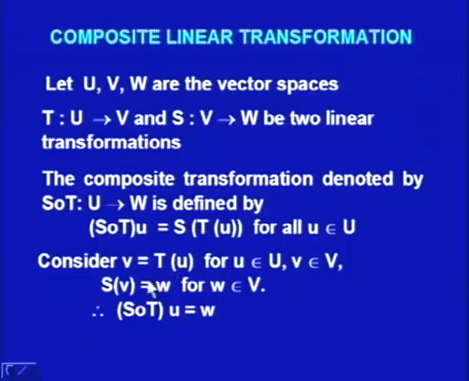That means if I have a vector u in U, then T u will be in V. So if v belonging to V is equal to T u, then S of v is equal to w for some w belonging to W, and then we say S composite T of u is equal to w.